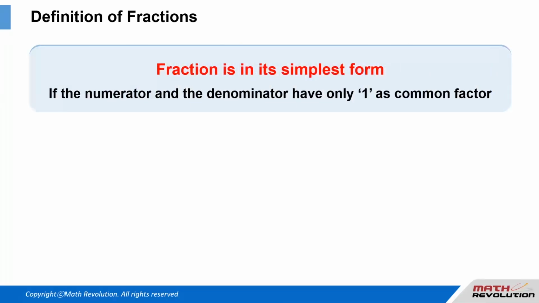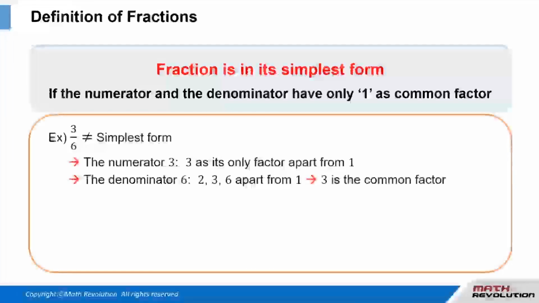A fraction is said to be in its simplest form if the numerator and the denominator have no common factors apart from 1. For example, 3 over 6. Here the numerator 3 has 3 as its only factor apart from 1, and the denominator 6 has 2, 3, and 6 as its factors apart from 1. We can see that the numerator and the denominator each has 3 in their factors. This means that the fraction 3 over 6 is not in its simplest form.